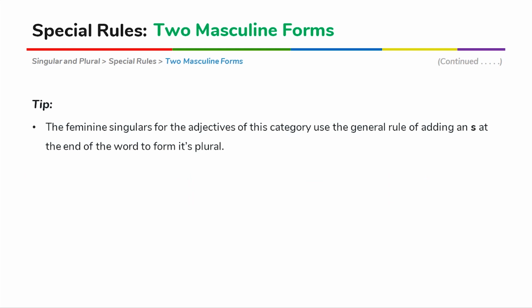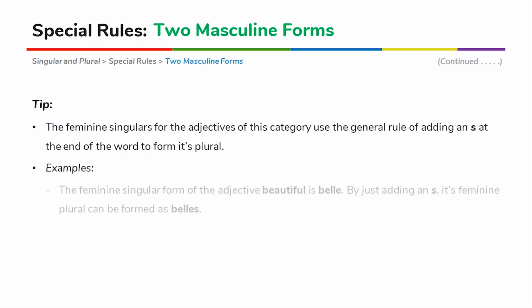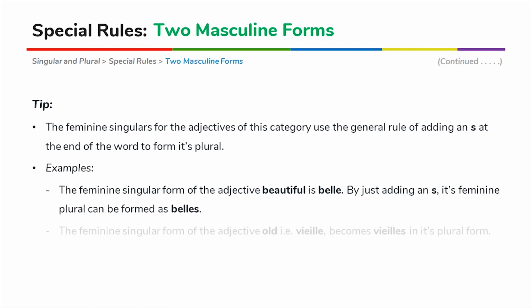The feminine singulars for the adjectives of this category use a general rule of adding an S at the end of the word to form its plural. Examples: the feminine singular form of the adjective beautiful is belle. By just adding an S, its feminine plural can be formed as belles. The feminine singular form of the adjective old, that is vieille, becomes vieilles in its plural form.